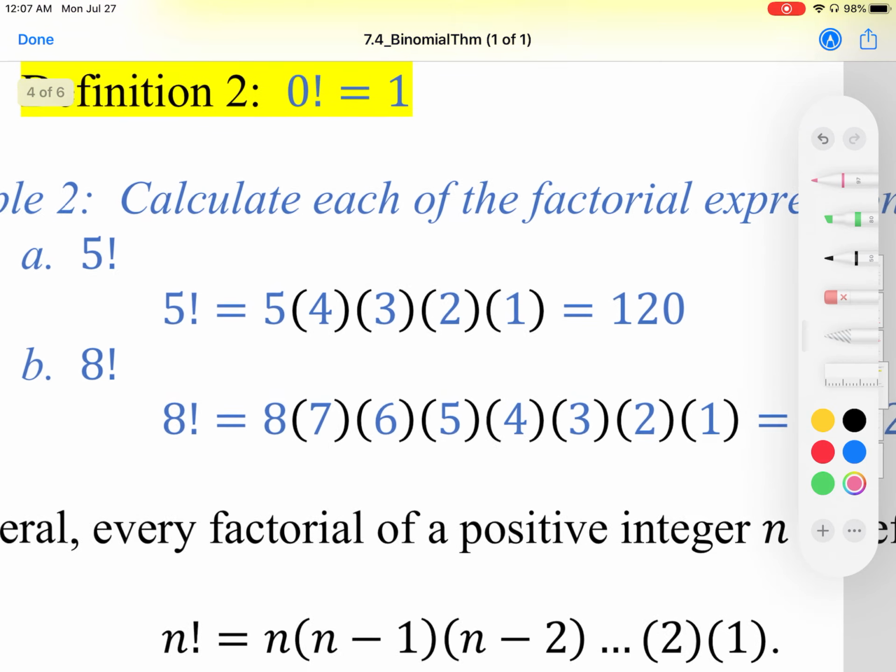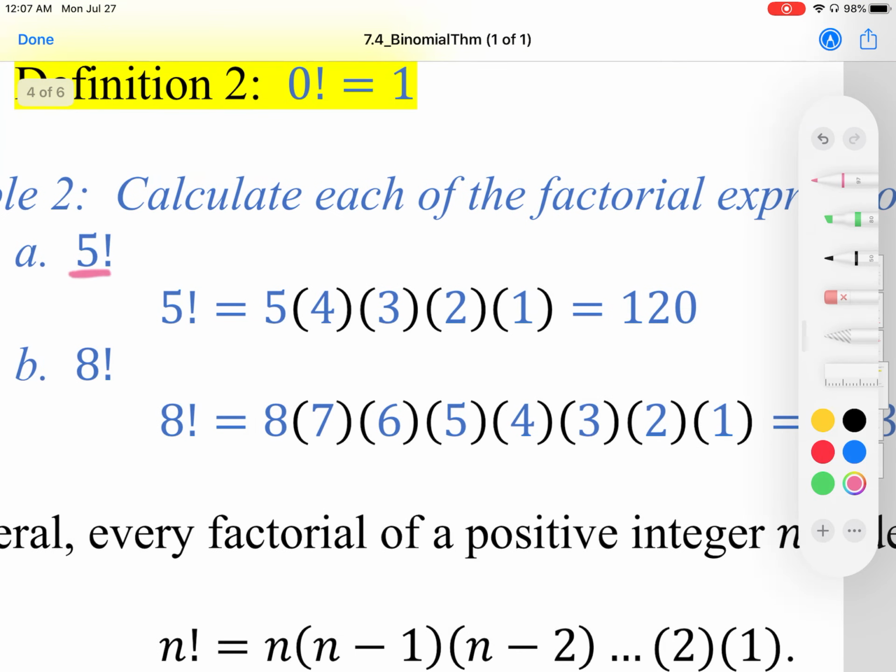All right, so this just means if I see a 5 with an exclamation point, I want to multiply 5 by every number from 5 counting down till you reach 1. So this is 5 times 4 times 3 times 2 times 1. You get 120. Well, you can go ahead and sit there with your calculator and type in all these multiplications. This one isn't so bad.